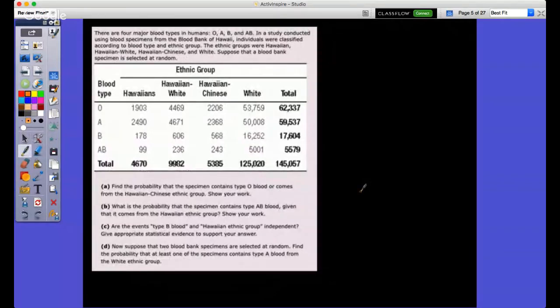All right, part D. This is the one from Lindsay. She just wanted part D, but she said, now suppose two blood bank specimens are selected at random. Find the probability that at least one of the specimens contains type A blood from the white ethnic group. Okay, so let's talk about this.